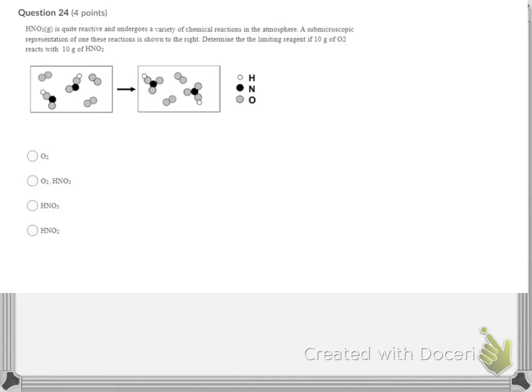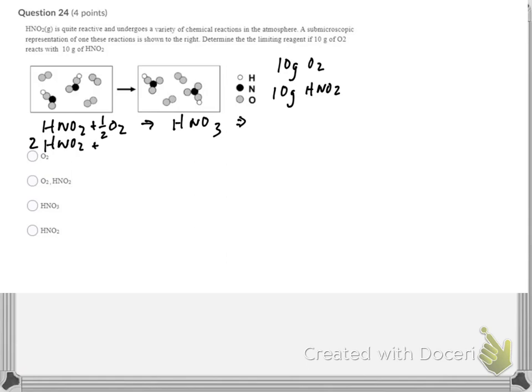Okay, this is a limiting reagent question. All right, so we have 10 grams of each. The first thing we have to do is balance the reaction. We have HNO2 plus O2 to make HNO3. We put a half there on oxygen, but we don't like to do that, so we multiply everything by 2, and we get this result.